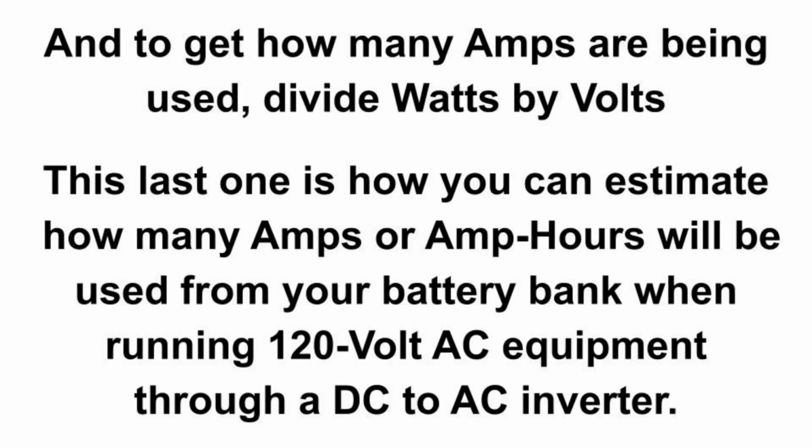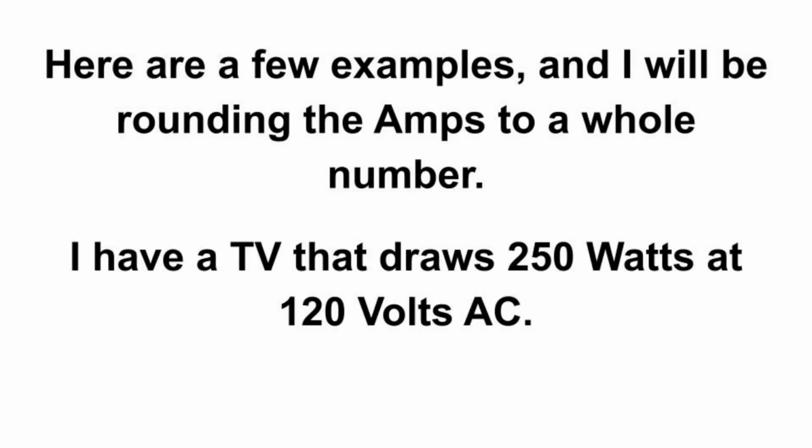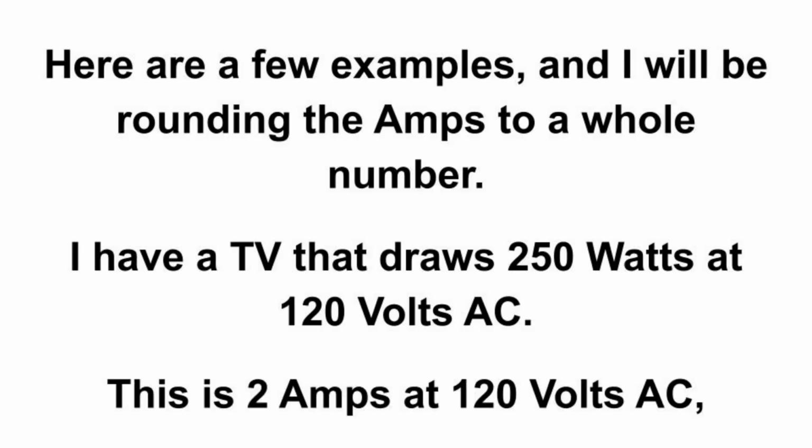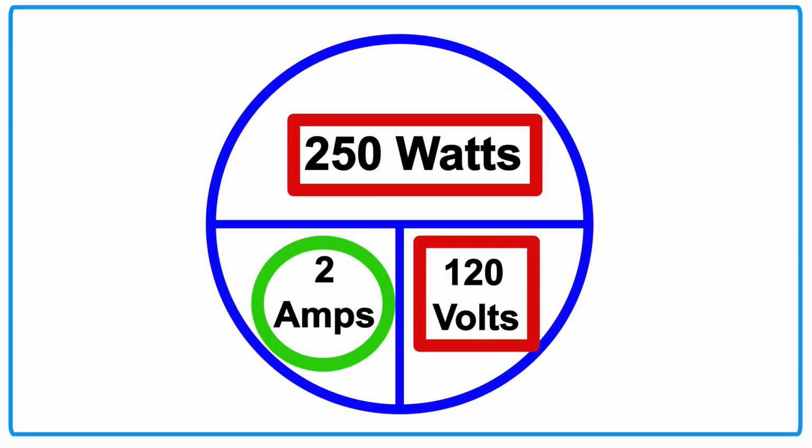This last one is how you can estimate how many amps or amp hours will be used from your battery bank when running 120-volt AC equipment through a DC to AC inverter. Here are a few examples, and I will be rounding the amps to a whole number. I have a TV that draws 250 watts at 120 volts AC. This is 2 amps at 120 volts AC. 250 watts divided by 120 volts equals 2 amps.